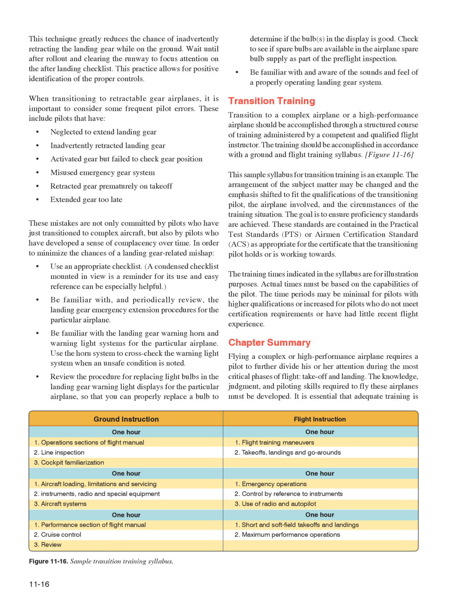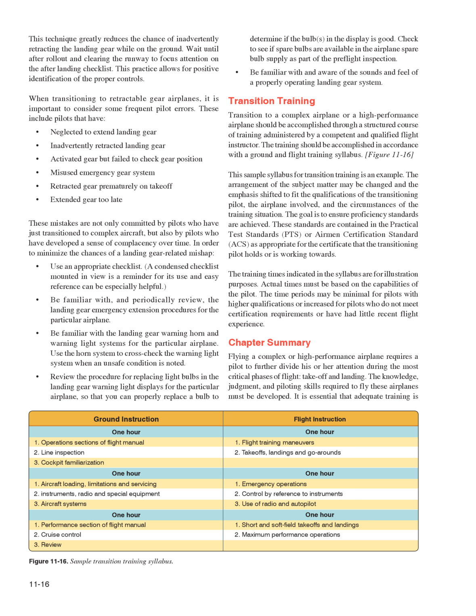Review the procedure for replacing light bulbs in the landing gear warning light displays for the particular airplane, so that you can properly replace a bulb to determine if the bulb in the display is good. Check to see if spare bulbs are available in the airplane spare bulb supply as part of a preflight inspection. Be familiar with and aware of the sounds and feel of a properly operating landing gear system.